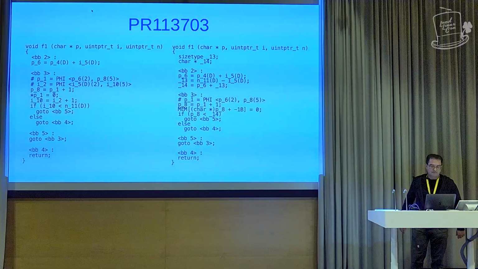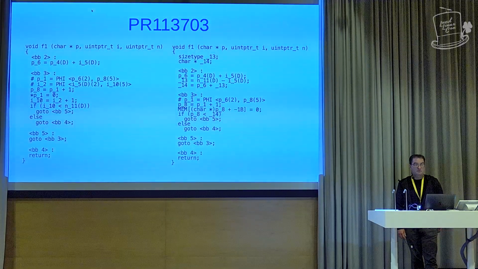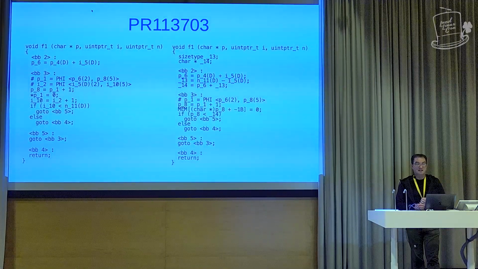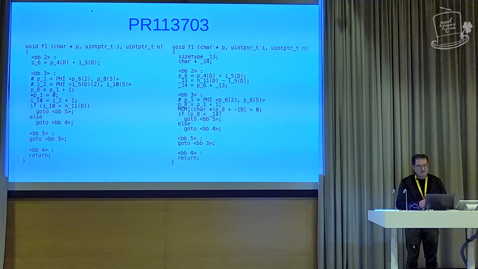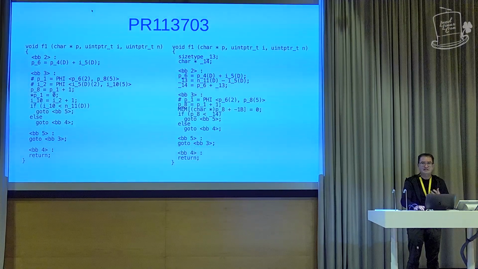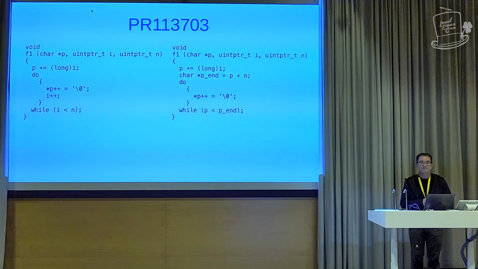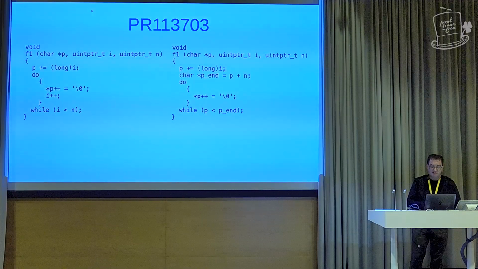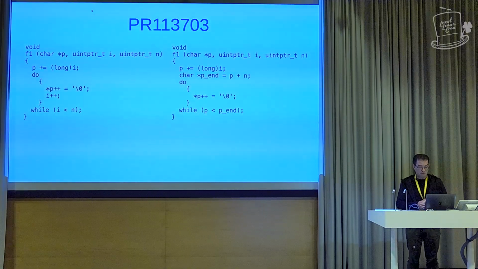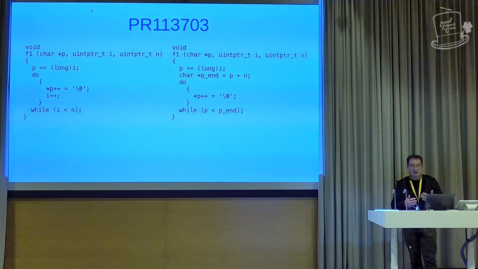So back to the bug. To the left, you have the original version, and to the right, you have what the IVOPS pass has done. It's a little bit hard reading all this on the slide, so I have rewritten it in a C form. That should be easier to read. Again, on the left, the original, on the right, what IVOPS has transformed it to. You see the original updated 2 variables in each loop, while IVOPS has instead decided to calculate an end pointer and just update the pointer.